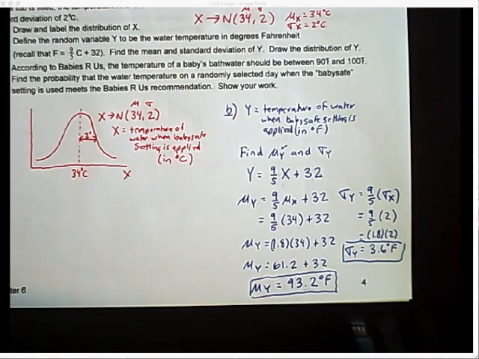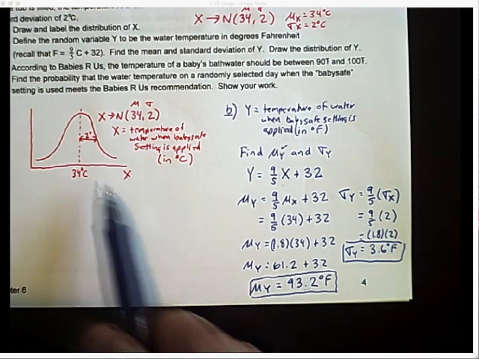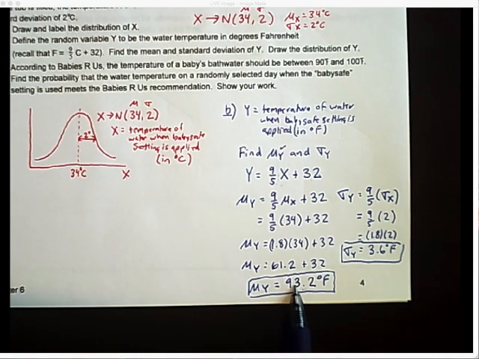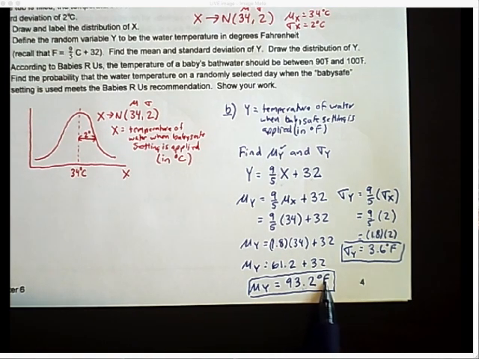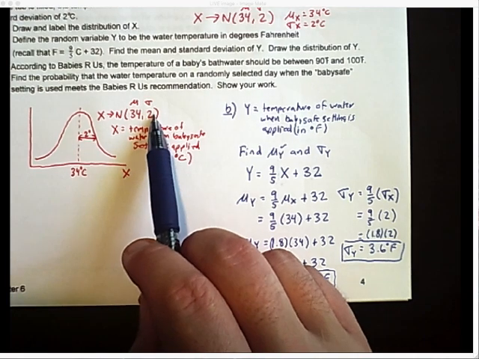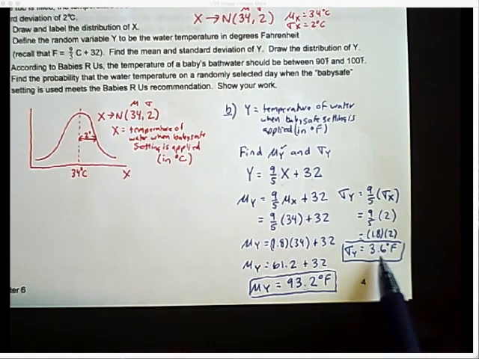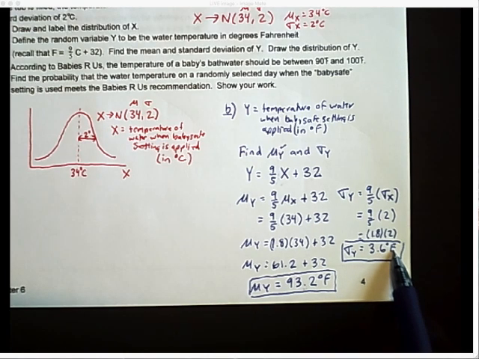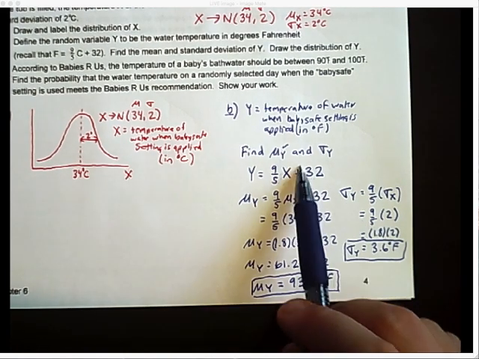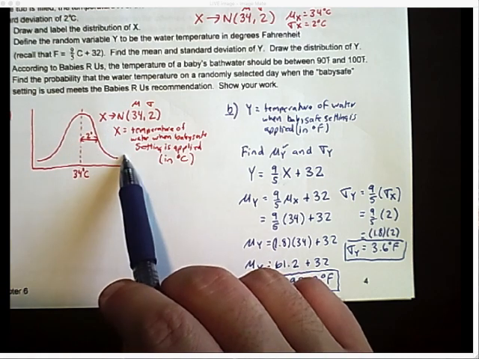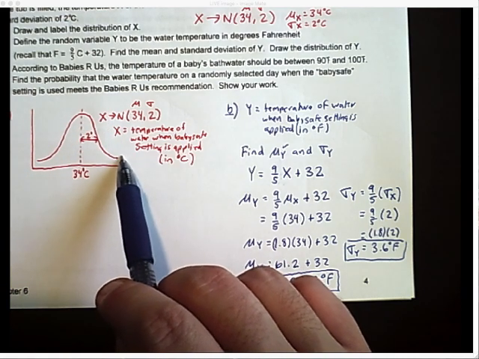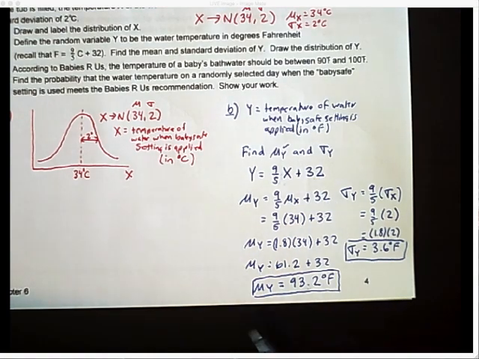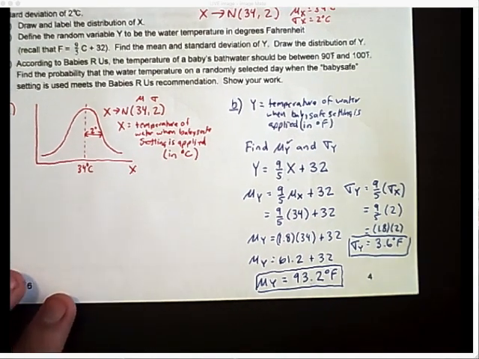So the old center was 34 degrees Celsius. The new center is equal to 93.2 degrees Fahrenheit. But the old spread was 2 degrees Celsius. The new spread is 3.6 degrees Fahrenheit. Because adding a number just shifts this curve, it's not going to change the spread. The 32 does not change the spread. So that's part B.